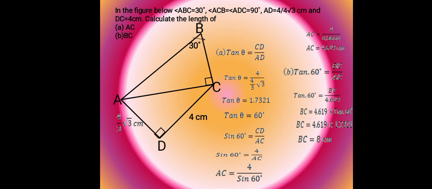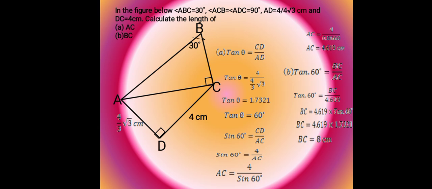In the figure below, angle ABC is 30 degrees. Angle ACB is equal to angle ADC, which is 90 degrees. AD is equal to 4 over 3 times the square root of 3 centimeters, and DC is 4 centimeters. Calculate the length of AC, not angle, and also calculate the length of BC.